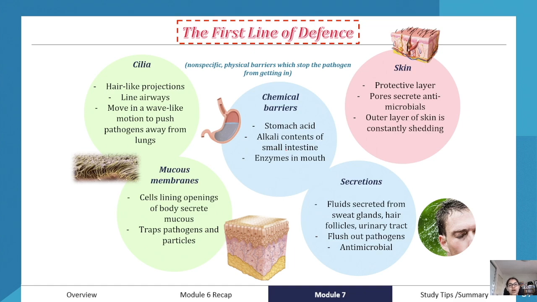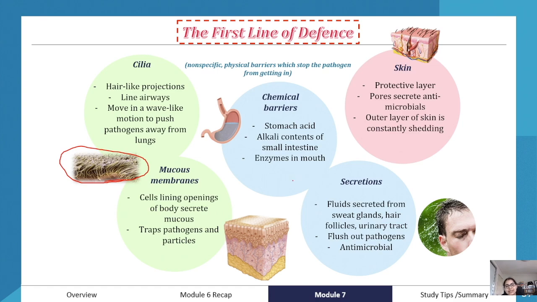So the first line of defense includes specifically these physical barriers, which are trying to stop the pathogen from getting in. We've got cilia, which are hair-like projections that line our airways, and they move in a wave-like motion to push pathogens away from the lung. As you can see here, this is an example of cilia. Because they're moving in a wave-like motion, they push the pathogens away from the lung, and a lot of the time the pathogens get stuck in the cilia, so they don't go through to the lung.